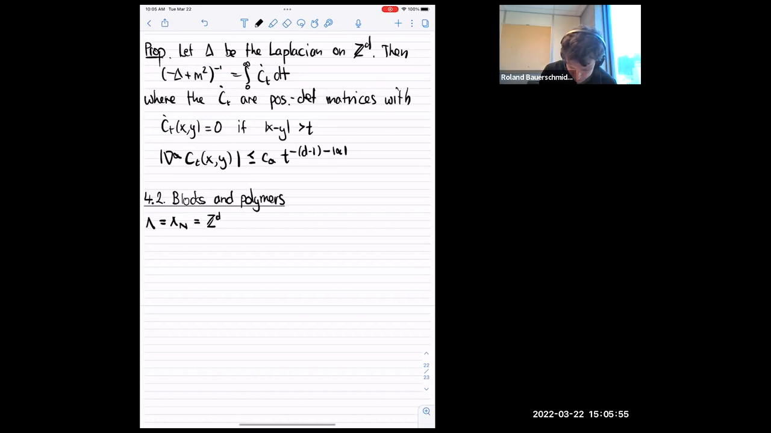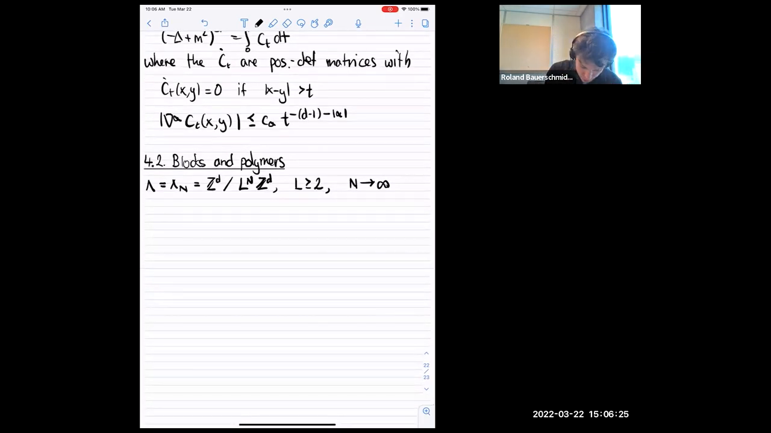So it's going to be Z^d divided by L^N Z^d. And as you can see, this discrete torus is in fact not of any side length, but it's convenient to take one of exponential side length, L^N, where L is a fixed parameter. You should think of L maybe as 2, but there'll be reasons it's convenient to take L a little bit bigger than 2, as we'll see. And we're interested in the limit as N tends to infinity. So here is a picture of this torus.